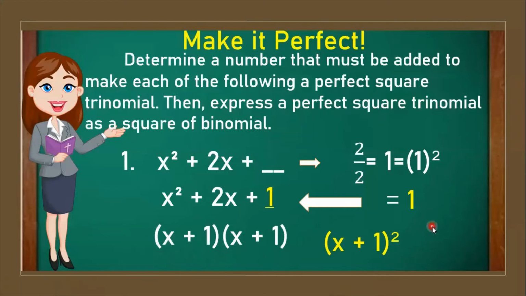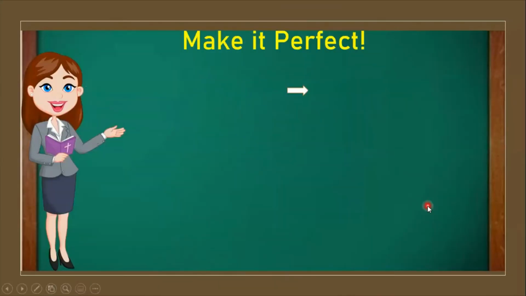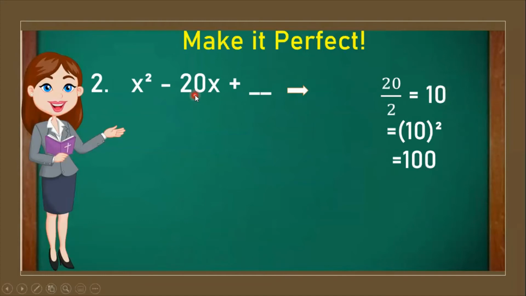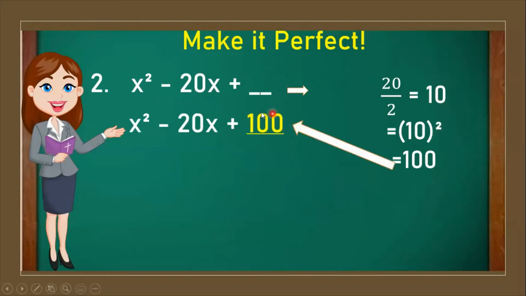Okay, to better understand, this is number 2. Make it perfect: x squared minus 20x plus blank. Get the second term; the coefficient is 20. Half of that is equal to 10. Multiply by itself and that is 100. Then we will write that at the last term, and that is 100.